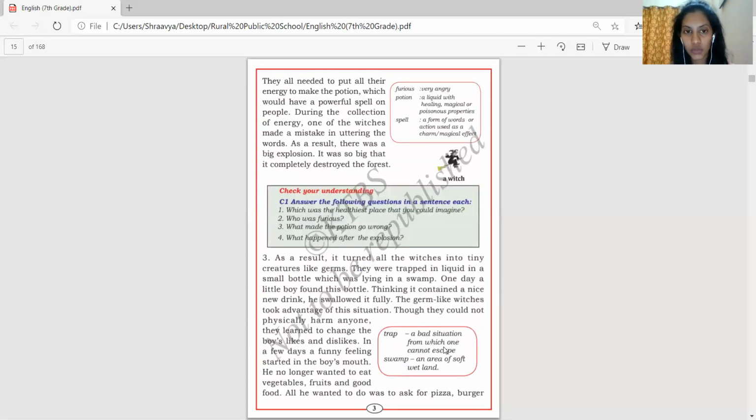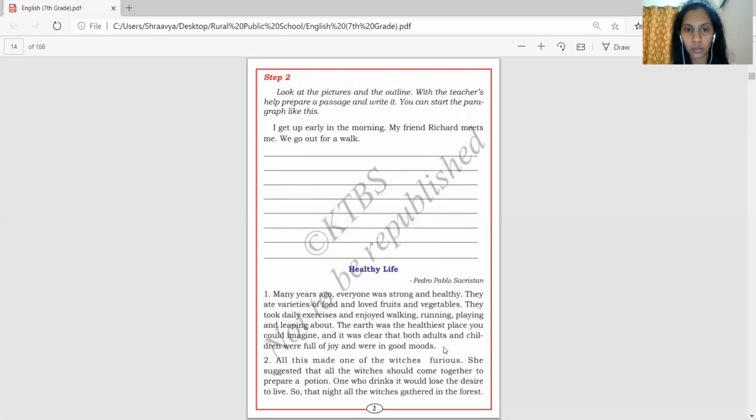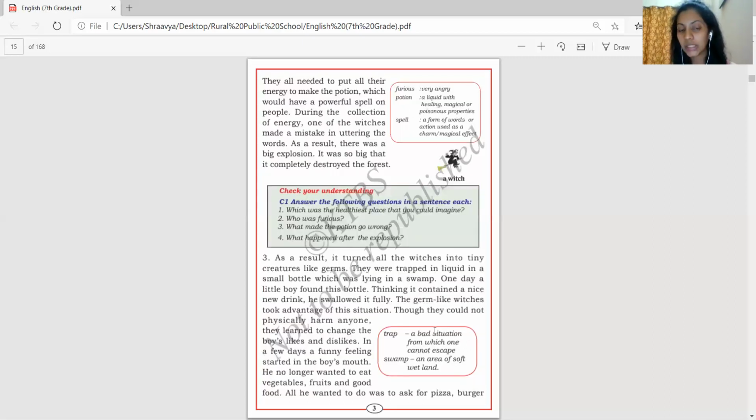Okay, since we've finished the first paragraph, let us check our understanding whether we remember what we have learned so far. Which was the healthiest place that you could imagine? So, what did we read? Let's go back. In the last line, we see that the author has written the earth was the healthiest place you could imagine. So, the answer to this would be the earth.